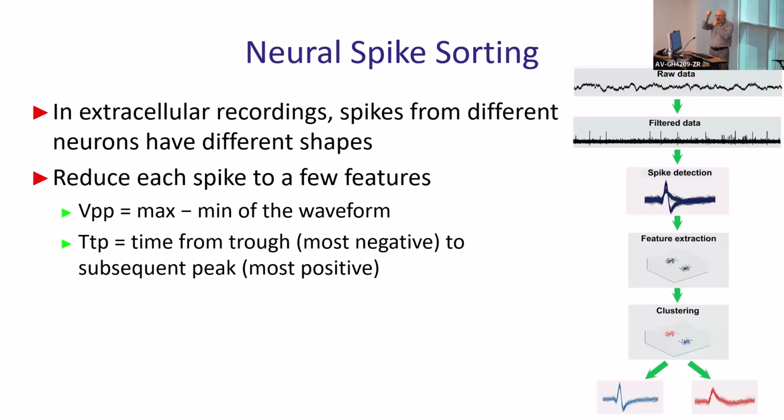Some spikes are very narrow, they go like that. Some spikes are wider, so the distance between the peaks will be bigger. So these are two features, to keep it two-dimensional for simplicity. You can extract many, many more features if you want to, and do all kinds of things with these features, but we will extract only these two.